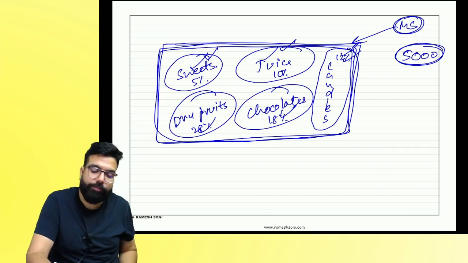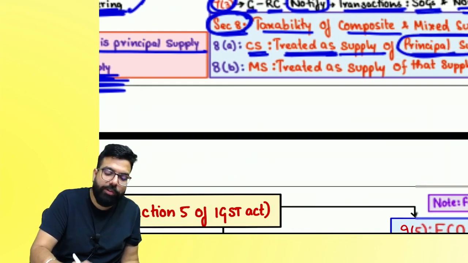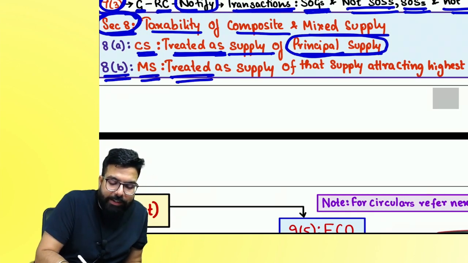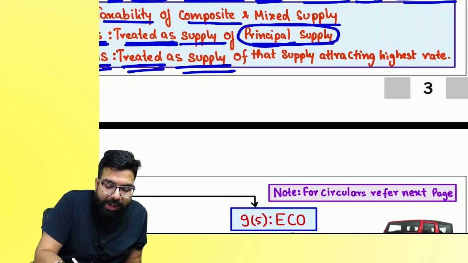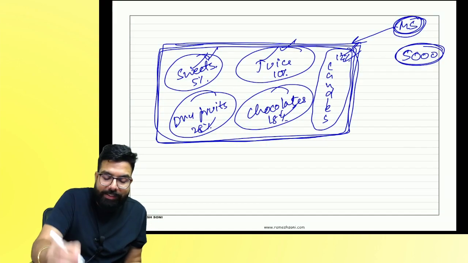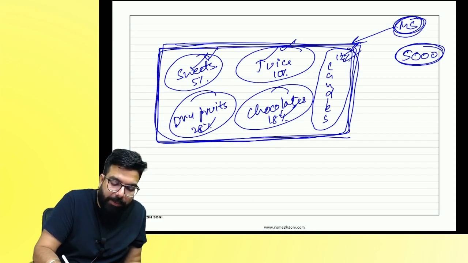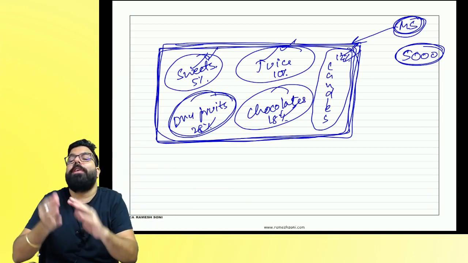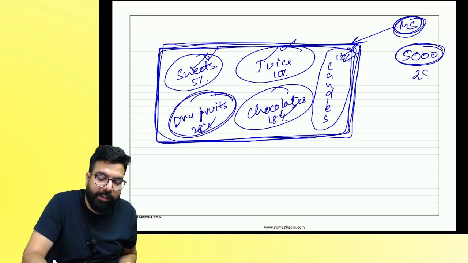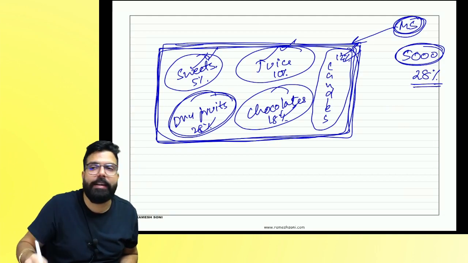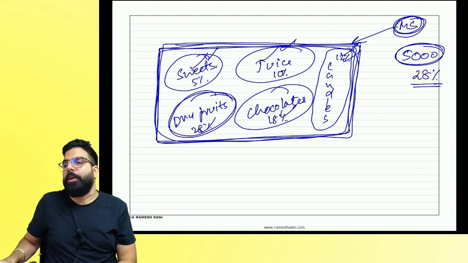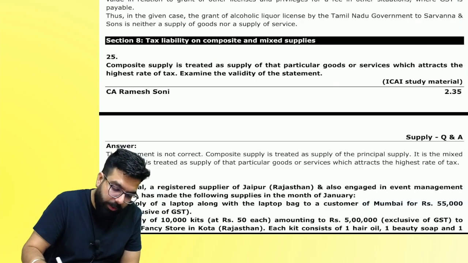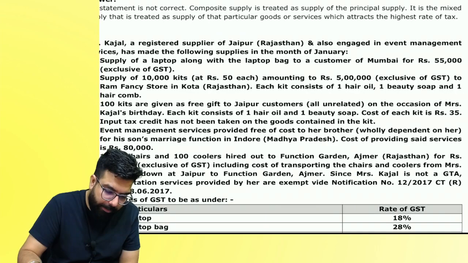Then what is it? Now, we have to see section number 8, which says mixed supply is treated as supply of that supply which attracts the highest rate. Can you tell me in this which supply attracts the highest rate? So it will be treated as if a box of dry fruit is supplied, and what rate of GST will be applied? The highest rate, that is 28%, will be applied. Is my point clear to all? Shall we take some more examples and understand? I will go ahead and tell you an example.